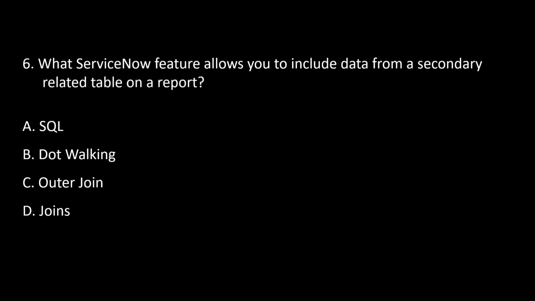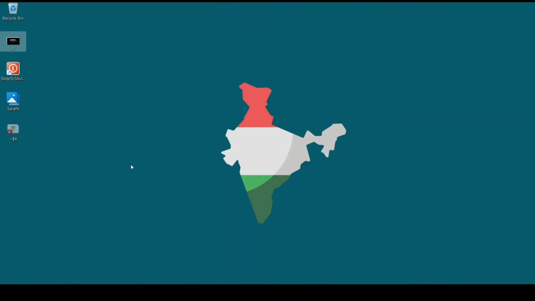Okay, then the next question. What ServiceNow feature allows you to include data from a secondary related table on a report? If you want to get data from a second table into the primary table, then we use dot walking. I'll show you how dot walking works.